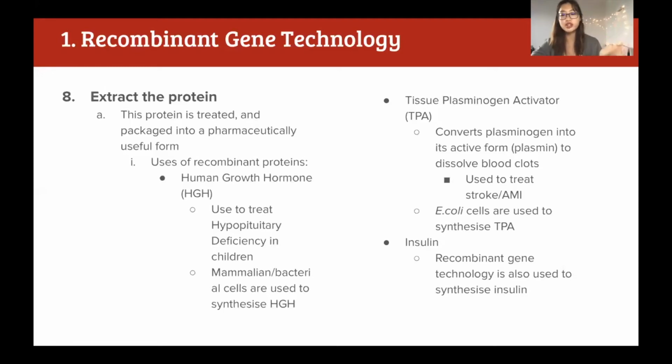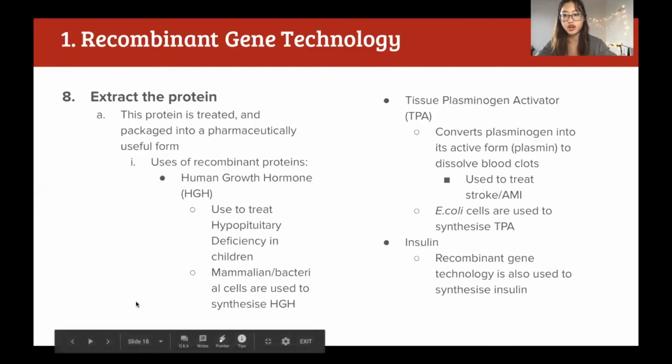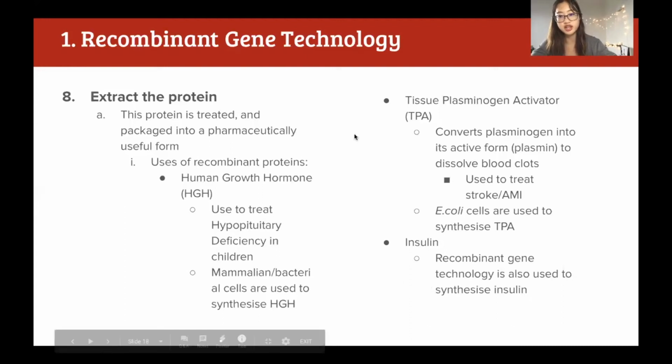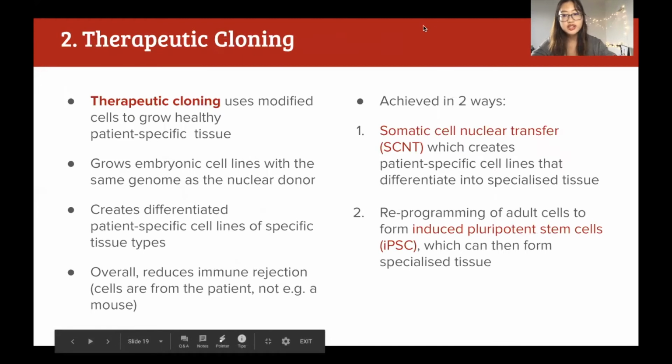And last but not least, you have insulin also. You really don't need to memorize a lot of detail on what insulin does. You do need to know what insulin does. You just don't really need to know exactly how it's made. Just know that you also use recombinant gene technology for insulin. Okay. And next up is therapeutic cloning.